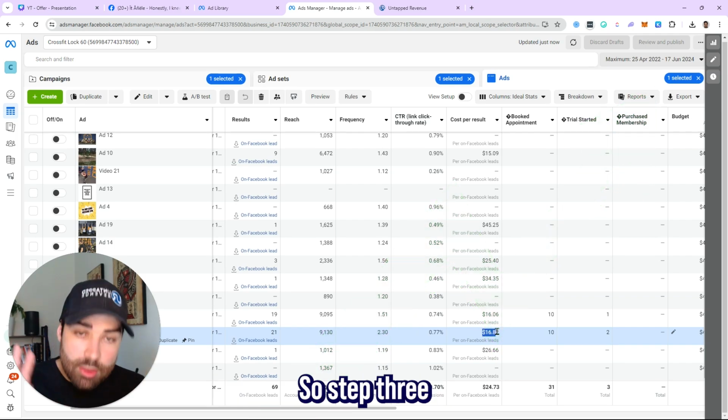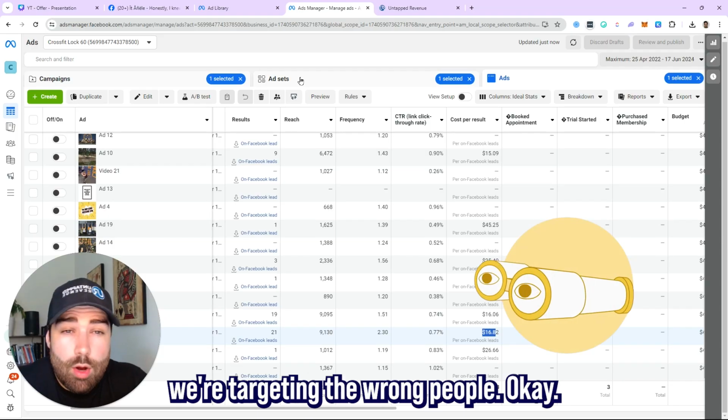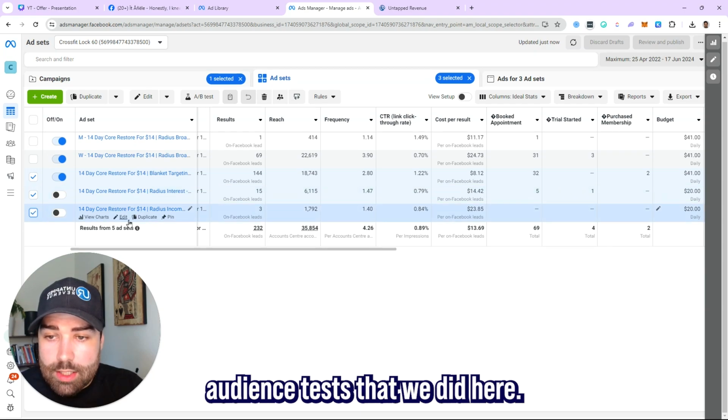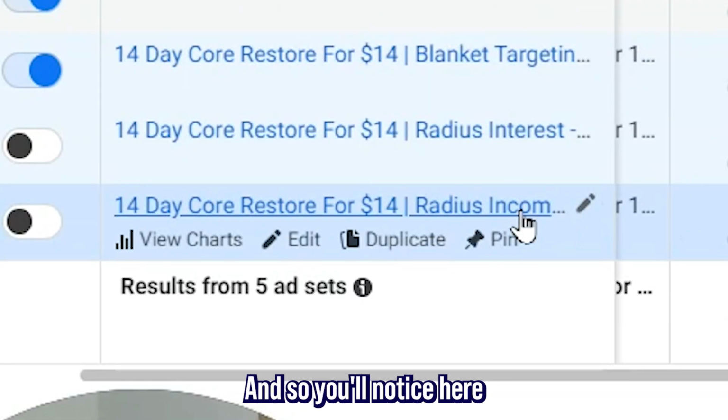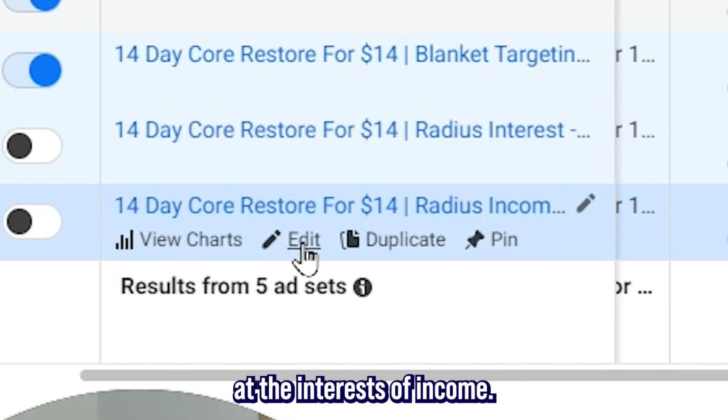Okay. So step 3 in terms of the optimization is we really need to look at the audience to see if potentially we're targeting the wrong people. What you'll notice here is we actually did 3 audience tests. This is the income one, where we basically just looked at the interests of income.